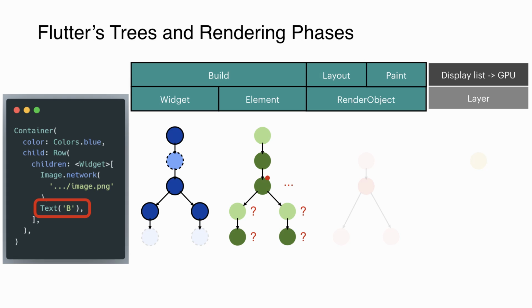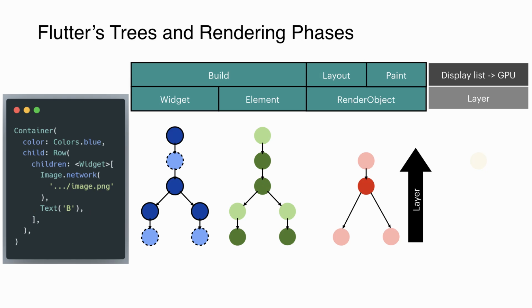So the framework will do the same for the row and then the image. And then finally, if we go to the text, that is where we can actually see a difference. So in that instance, the render objects will be updated to change the text value from A to B. And then finally, we generate the layer that will be sent up, and then that layer can be rendered to the screen. The main point to note here is that Flutter tries to reuse as much as possible.